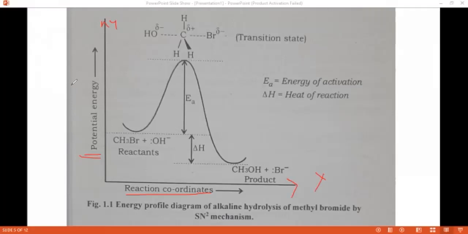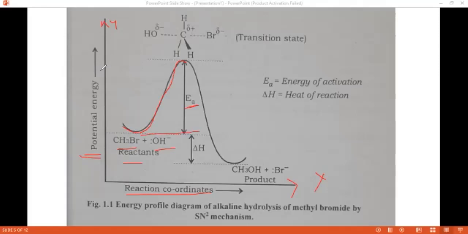When the reaction starts, the reactants are methyl bromide, CH3Br, plus hydroxide ion. Now this hydroxide ion nucleophile attacks the central carbon atom from the back side. So these are the reactants. Then the transition state is formed here. This is the peak. Here this is the energy of activation, EA.